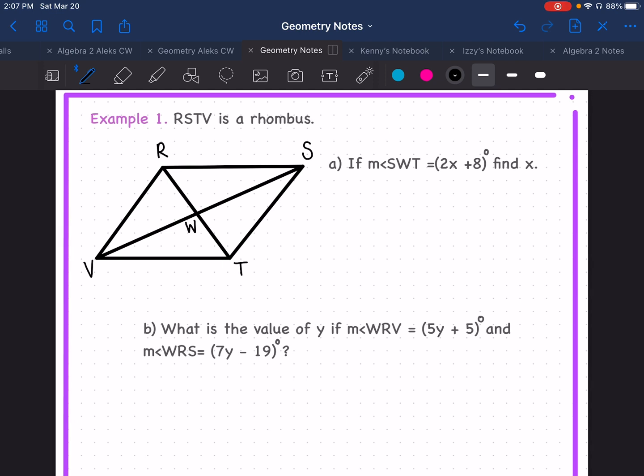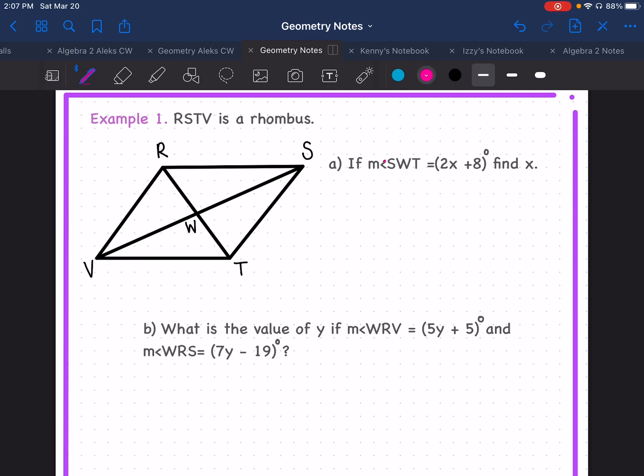So RSTV is a rhombus. And I'm going to ask you to find two things. If the measure of angle SWT is 2x plus 8 degrees, find x. So the first thing we need to do is find that angle.